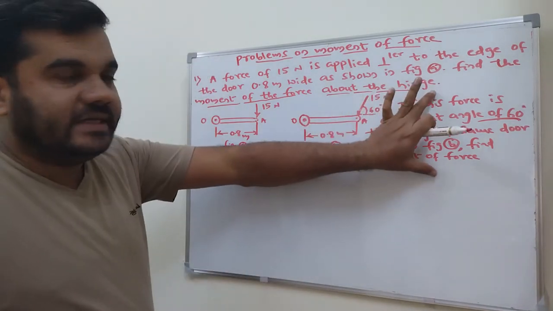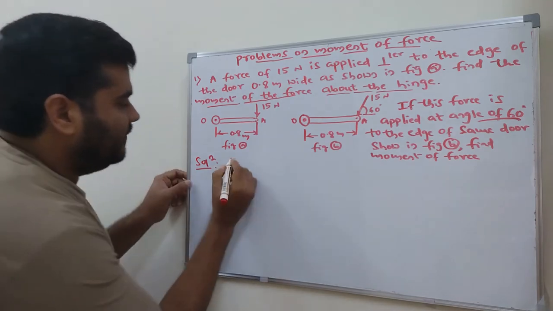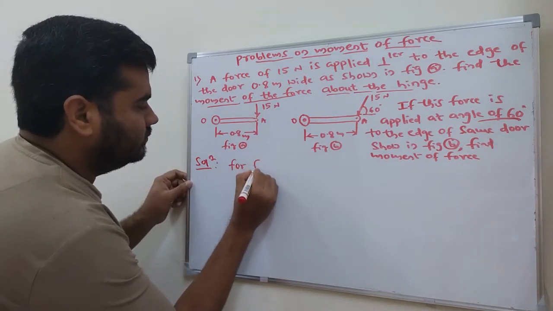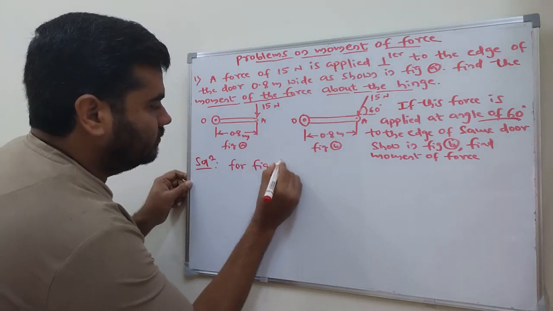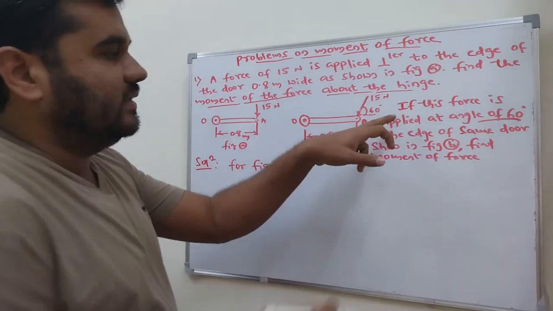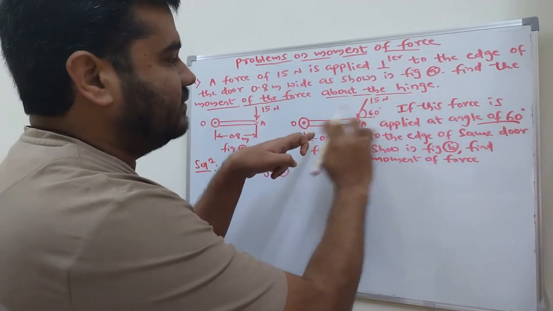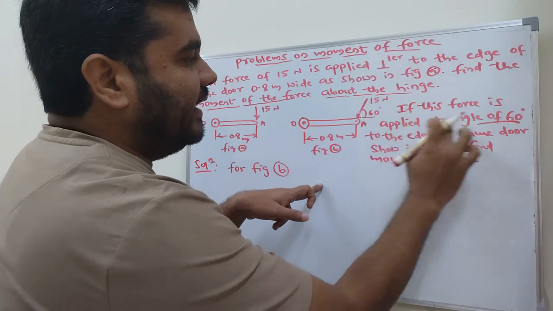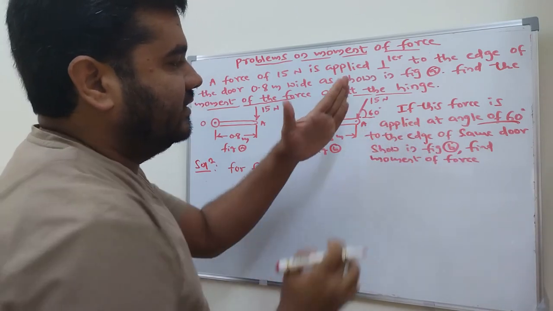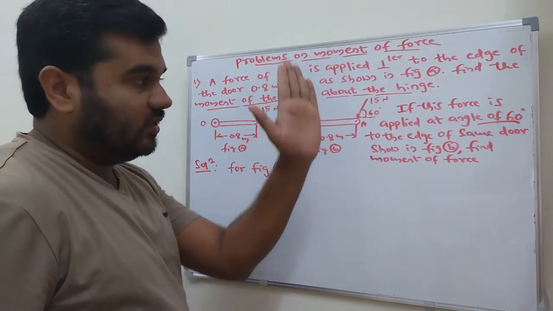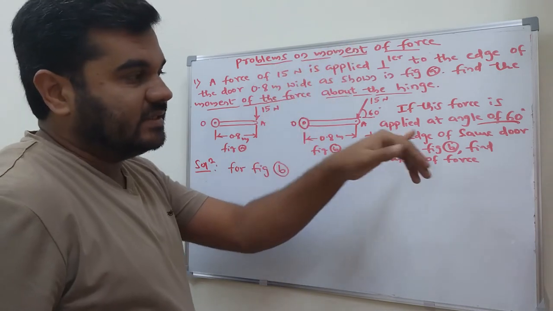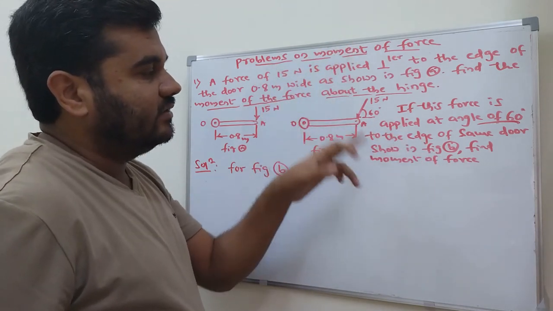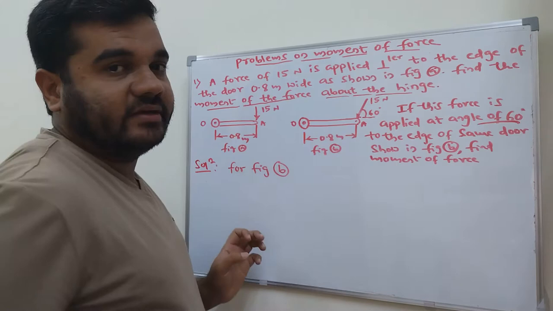Now we will consider this problem here, figure B. I will read once again. If this force is applied at an angle of 60 degree to the edge, it is not exactly vertical. It is at an angle of 60 degree to the edge. Then what will be the moment here?